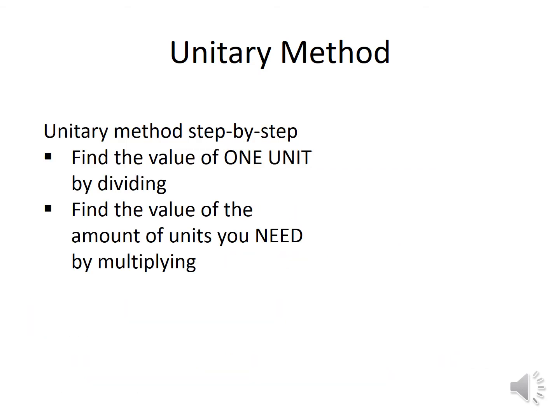Okay, unitary method step by step. First step is we find the value of 1 unit by dividing by how many they've given you. And then we can multiply by the amount that we need. So find the value of the amount of units you need by multiplying.